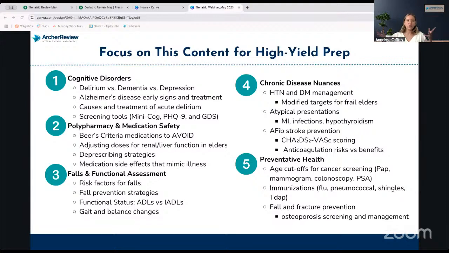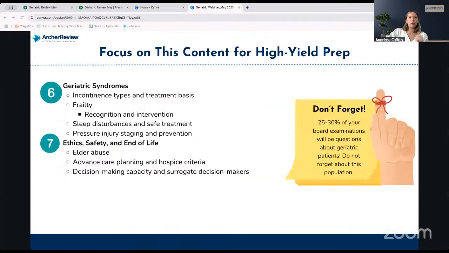So that's why I call this very high yield. It is frequently seen on board certifications and very, very frequently seen in the clinic. So this is kind of what I say we must know. And I've got two more for you on this one if you guys were taking screenshots.